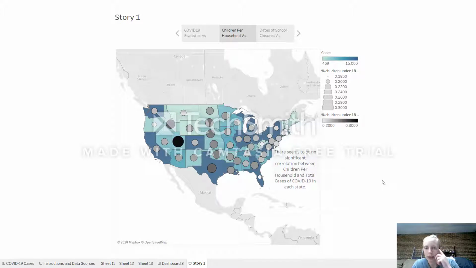And we can see a little bit of correlation here between these lighter colored states, which is less coronavirus cases, and these smaller circles, which is less children per household. There are some instances like Maine, New Hampshire, and Vermont where that is significant, but you can also scroll over here to the Midwest and see that it's also not significant in many of these places. And based on these factors, I've decided that children per household compared to the total number of coronavirus cases is probably not a significant statistic, although it was very interesting to research.